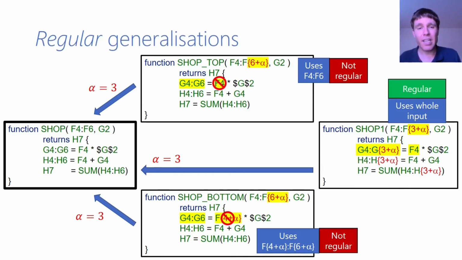So we introduce the concept of a regular generalization, which satisfies several conditions on top of well-definedness, one of which is that a cell reference can't pick three elements out of a larger tile. So SHOP1 is regular and the other two generalizations are not.